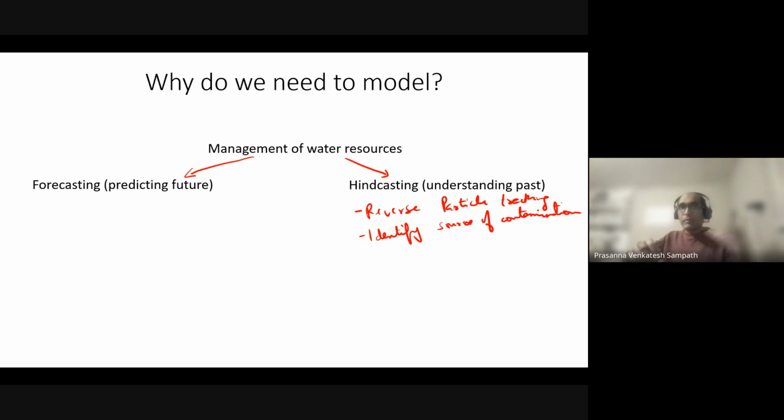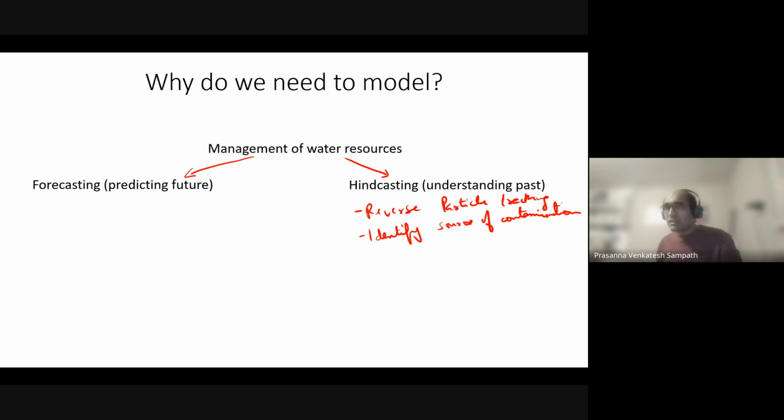There may be so many people upstream of me. There may be multiple industries. One of them, or a combination of them, has resulted in contaminating my particular well. So it becomes necessary to identify the source of contamination. So anyway, that could be why I want to hindcast.